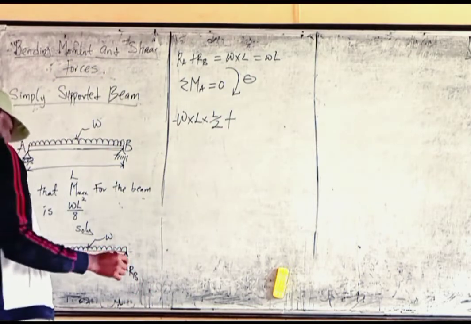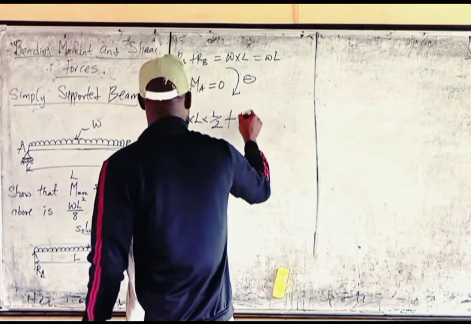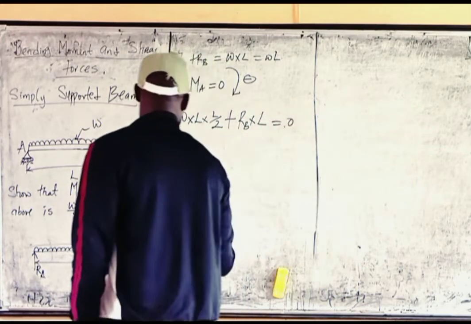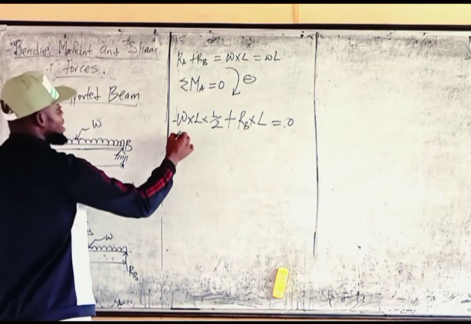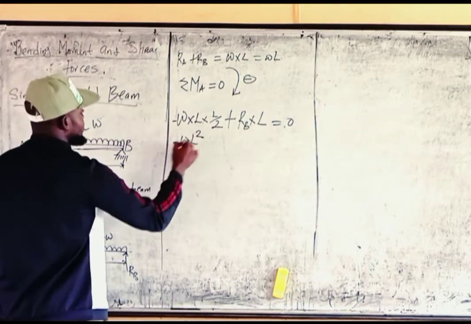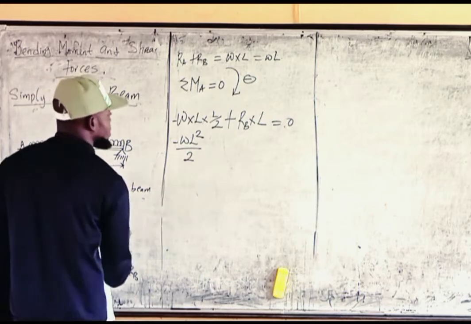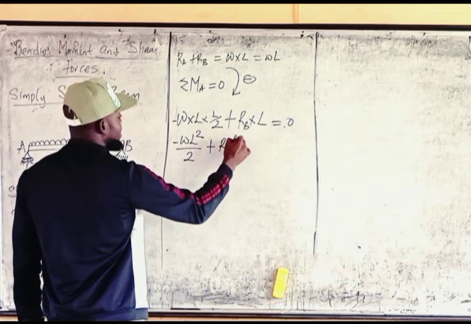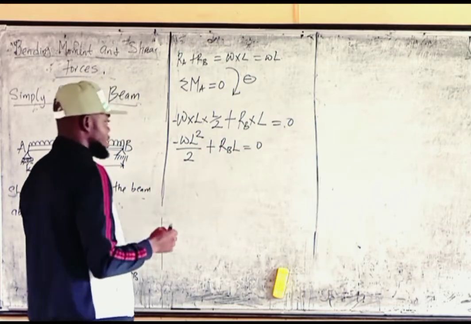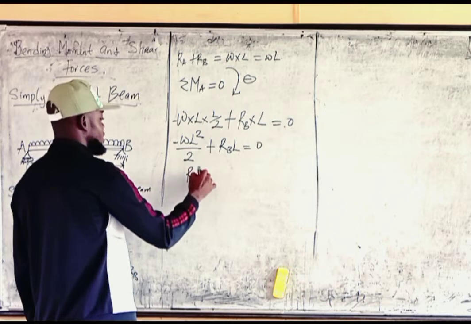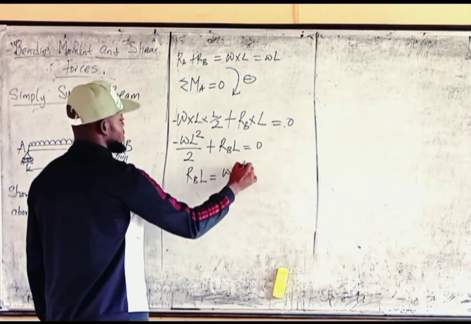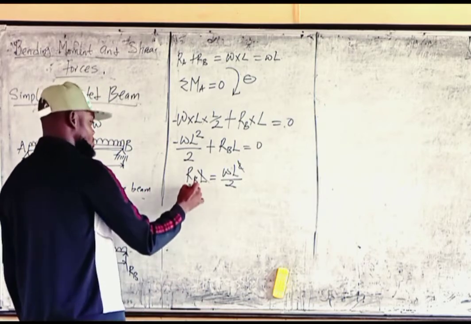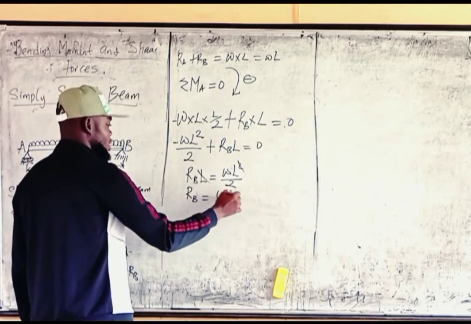Plus R_B times the full distance, that is R_B times L, will be equal to 0. So the next thing we have: minus WL squared over 2 plus R_B L should be equal to 0. The next thing, R_B L should be equal to WL squared over 2. So this will cancel this. Our R_B will be equal to WL over 2.